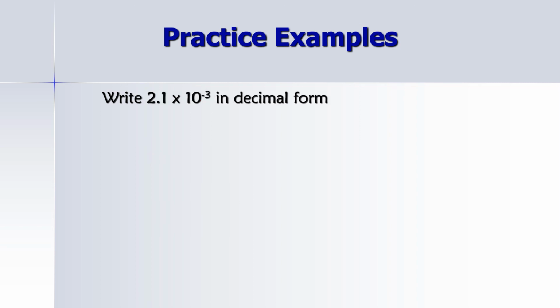Okay, let's try it with this example. This time we have 2.1 and we have a negative 3 exponent. So when we start with 2.1, we move our decimal 3 times to the left because it's a negative exponent and it's a negative 3, so we know we have to move it 3 times. Now once again, that's where we have our new decimal, and we will have to add the zeros in between to make it a reasonable number. So the answer is going to be 0.0021.